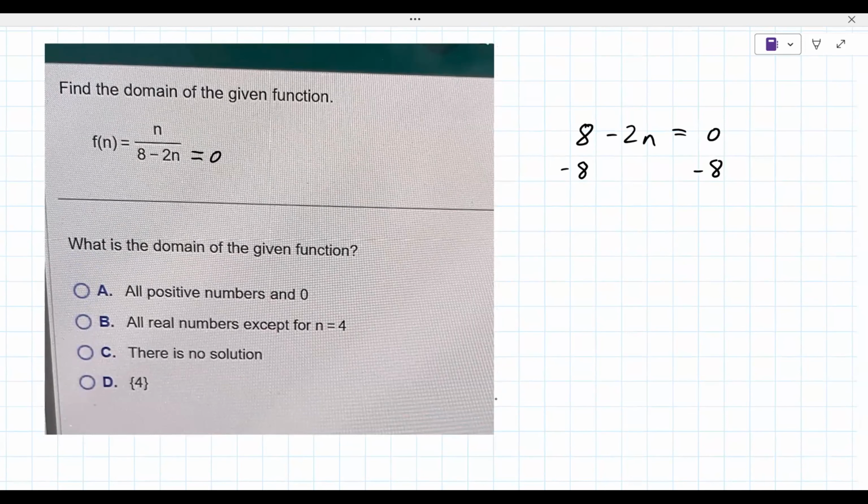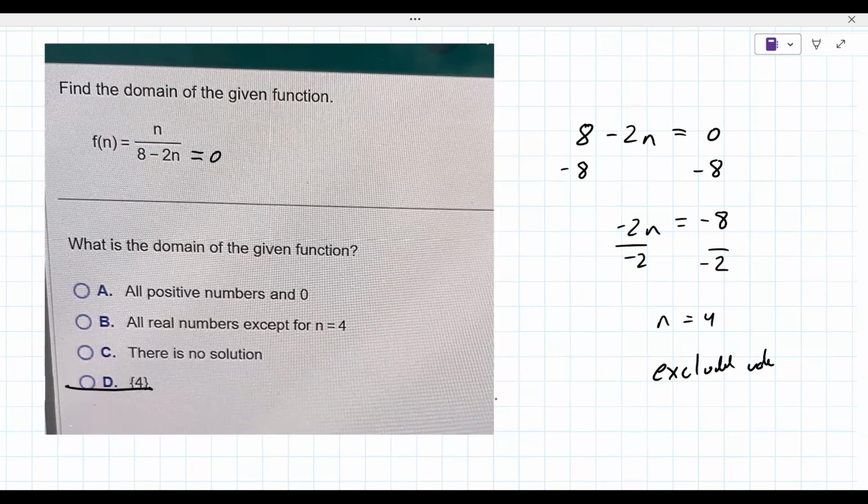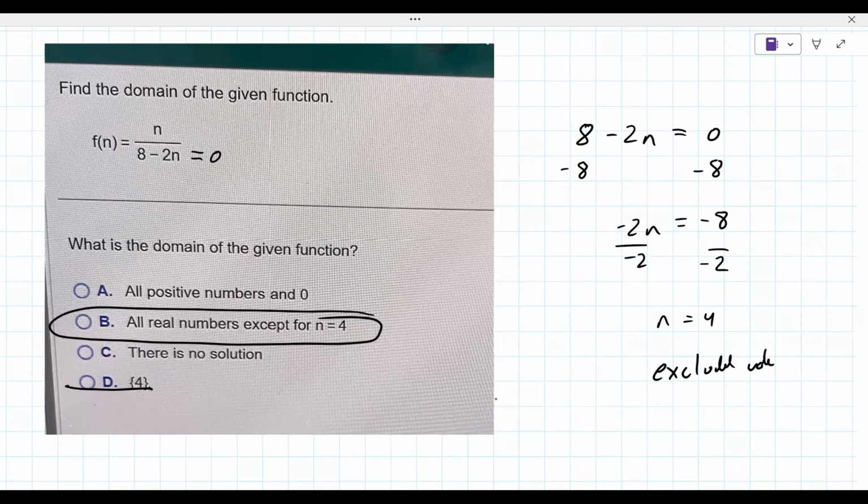Subtract 8, minus 2n equals -8. Divide by -2, n equals 4, but that's not the answer. It's everything but that. That's the excluded value. So it's not D, it's everything except for that number. All real numbers except that.